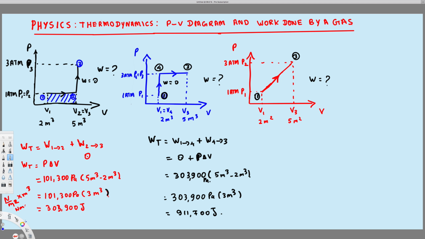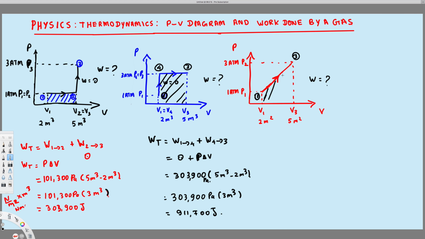For this one, same thing. If you look at this area underneath this arrow, you will see a square kind of shape. So here this distance is 5 minus 2, 3. And here the total height is 3. So 3 times 3 atm, if you convert this one into Pascal, you will get this value times 3. You will get the same answer. So here we can use that concept to find the total work.